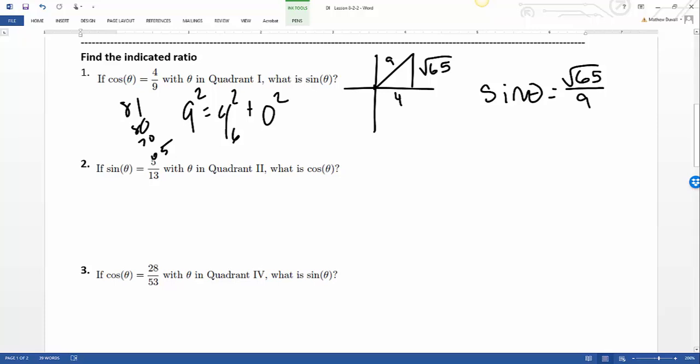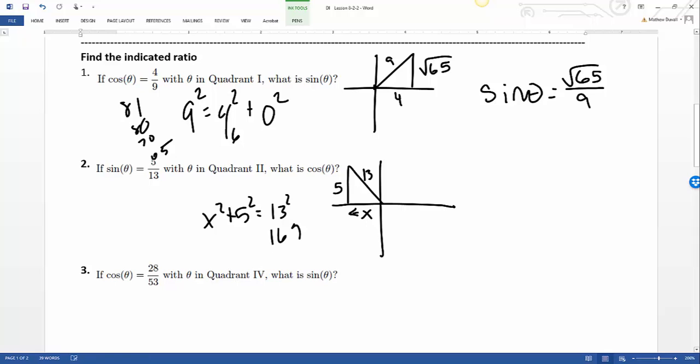So if sine of theta is 5 over 13 and it's in quadrant 2, what is cosine theta? So it's in quadrant 2. What is my cosine theta? So sine is opposite over hypotenuse. So we have this a squared plus b squared equals c squared thing going on. So I need to find what my x is, and it's going in the negative direction, right? So eventually it's going to be negative.